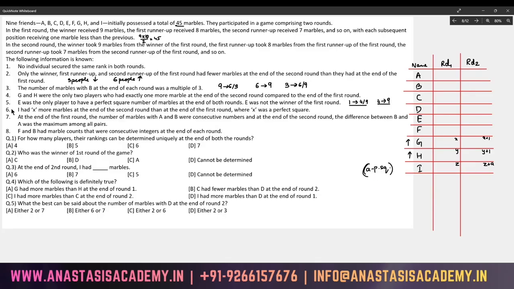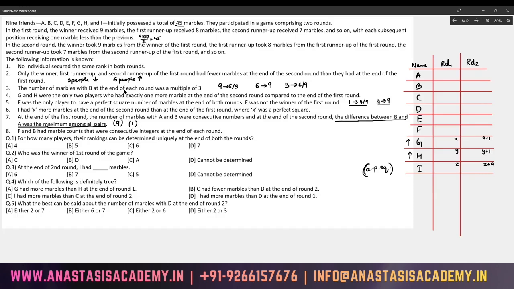Okay. We have information for I also. 7th point, at the end of the first round, the number of marbles with A and B were consecutive numbers. And at the end of the second round, the difference between B and A was the maximum among all pairs. Now, this is a very interesting point. If at the end of the second round the difference between B and A was maximum among all pairs, one of them will have 9, the other guy will have 1.